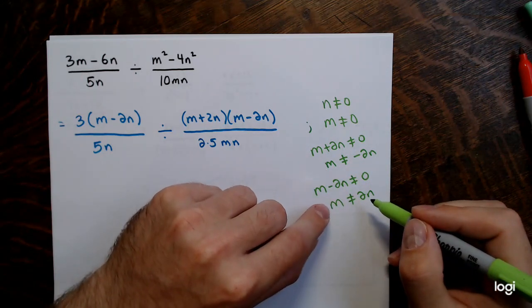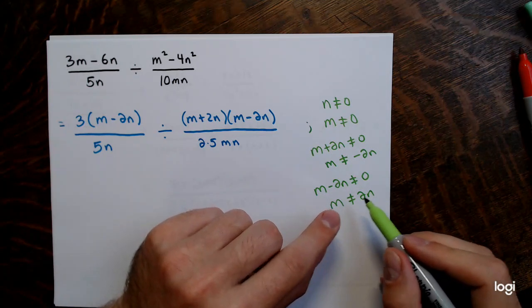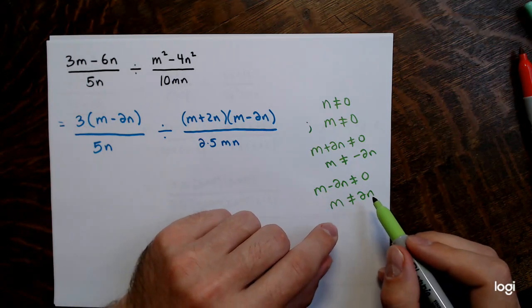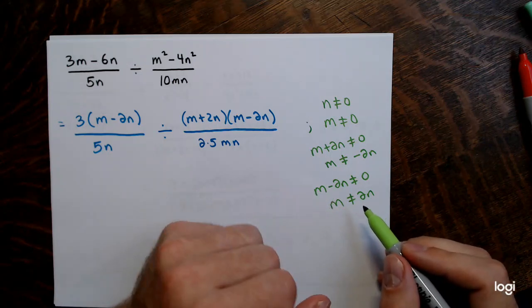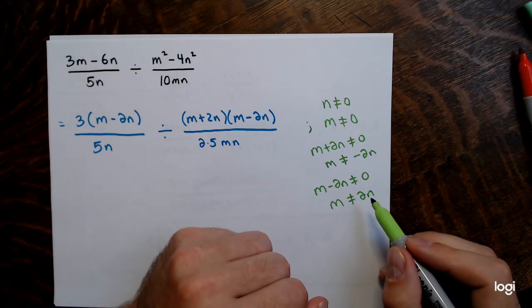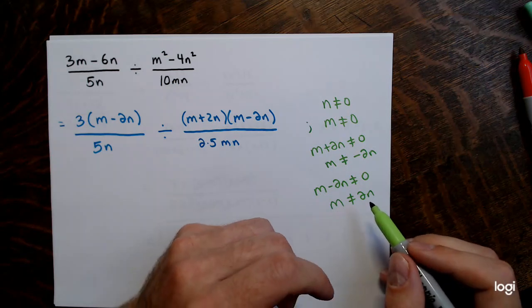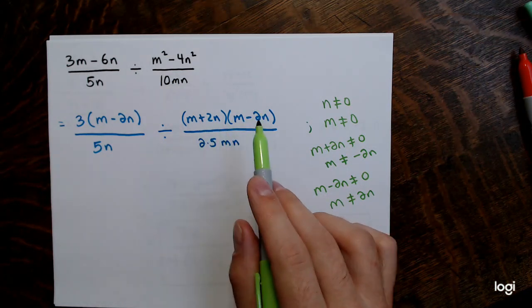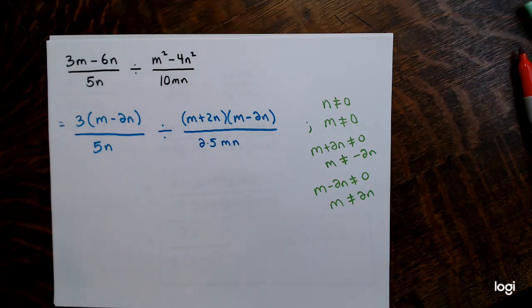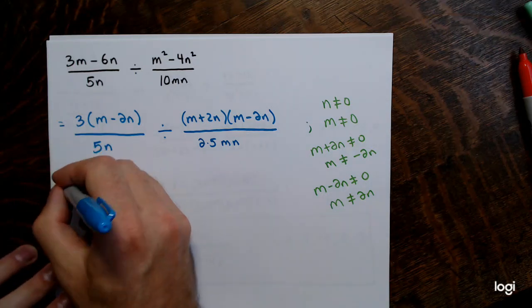And the same thing here. This just means m can't be twice what n is. So if I replace n with 3, m can't be 6. If I replace n with 7, m can't be 14, because I'd have zeros in one of these places, which would eventually be just dividing by 0, and that's no good. Alright, so I'll get to that in a minute.